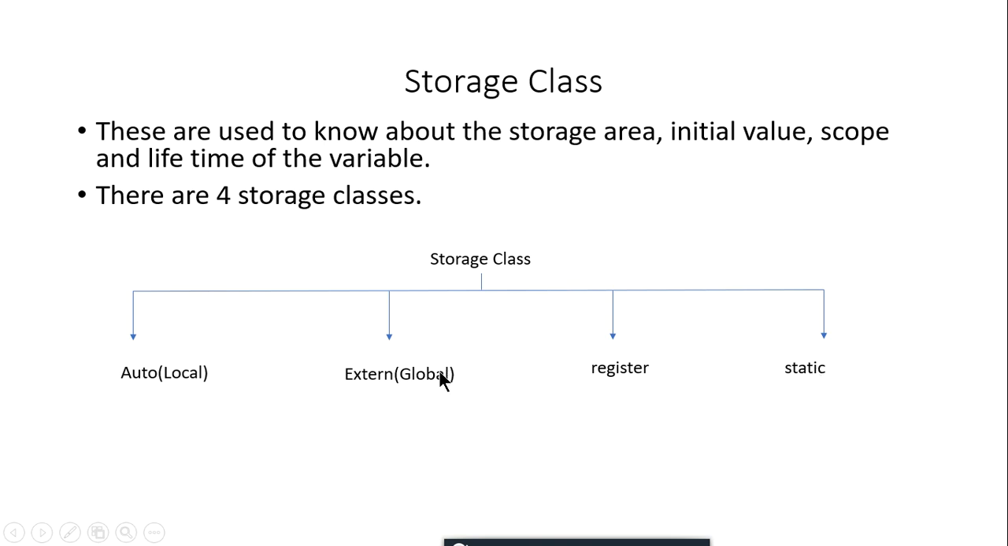All these are the keywords, so make sure these are always written in lowercase. So extern should be written in smaller letters, that is e, and a is also in lowercase. Okay, till now, whatever programs we are writing, we are not defining these storage classes. Then by default the compiler will consider all the variables auto or local variables.